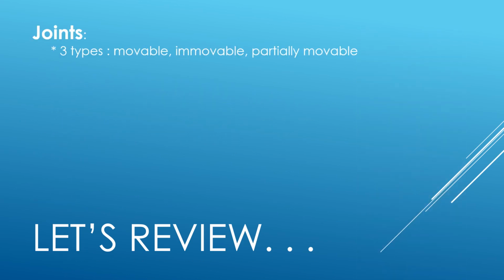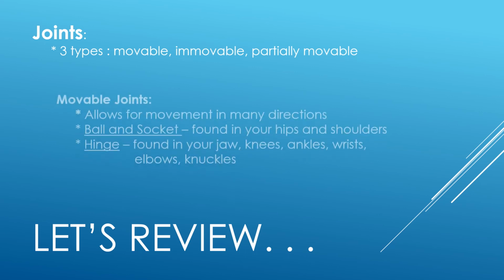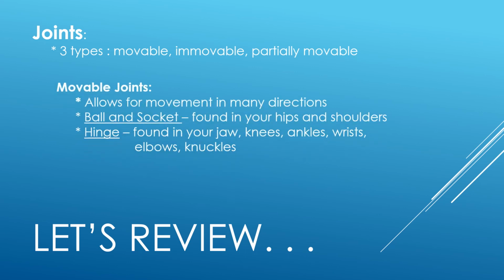Now, let's talk about joints. The three types of joints that we've talked about were movable, immovable, and partially movable. What do you remember about each of those three types of joints? Movable joints allow for movement in many different directions. Movable joints are categorized as either ball and socket joints, which are found in our hips and shoulders, or hinge joints, which are found in our jaw, knees, ankles, wrists, elbows, and knuckles.